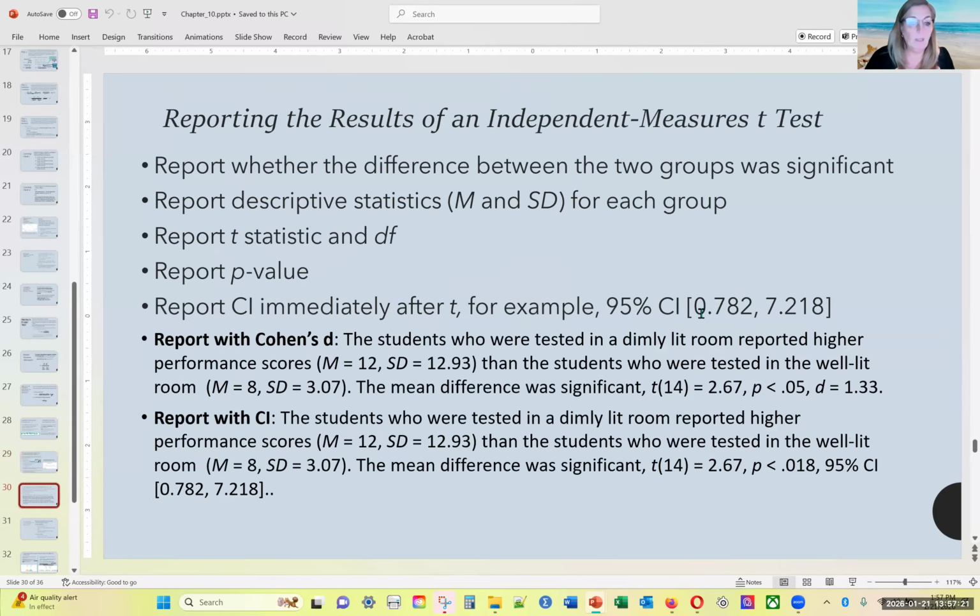Pretty cool. All right, so reporting the results of an independent measures t-test.